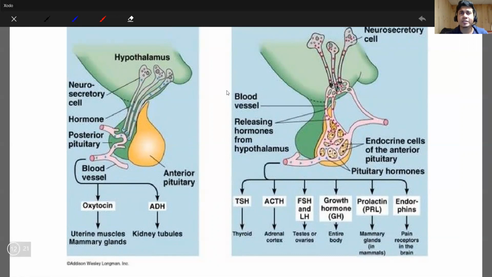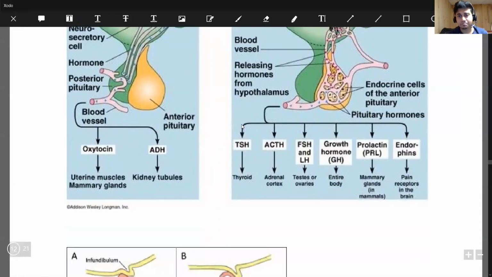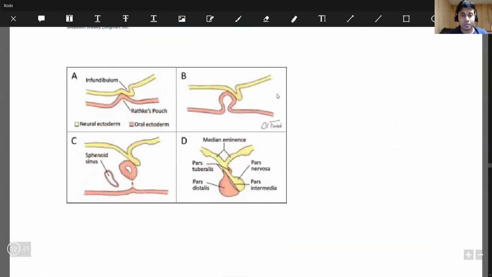Now, what are the hormones that we get from the anterior pituitary? We all know them, but here are some examples: TSH, ACTH, FSH, and LH, growth hormone, prolactin, endorphins. These are the hormones that we get from the anterior pituitary. For the posterior pituitary, we discussed ADH and oxytocin.